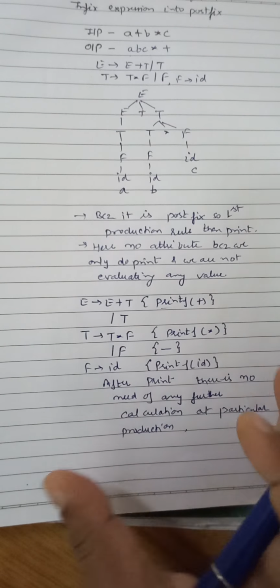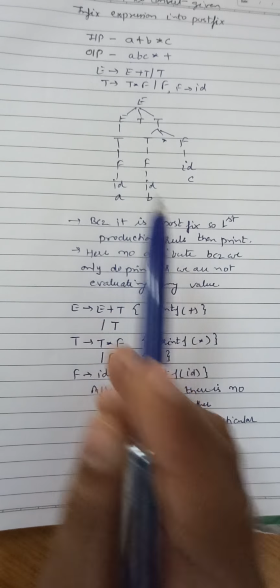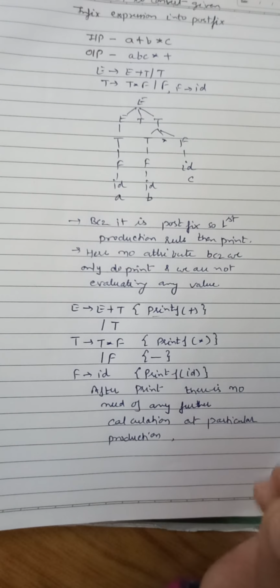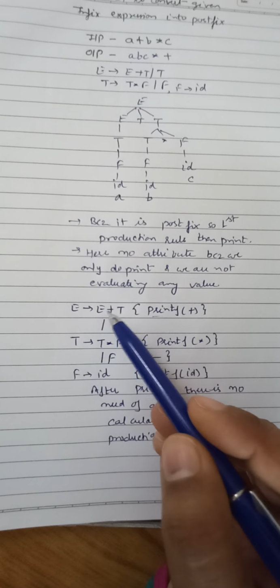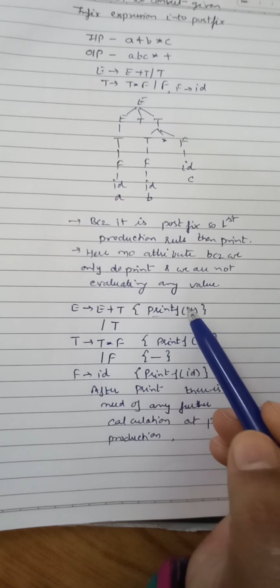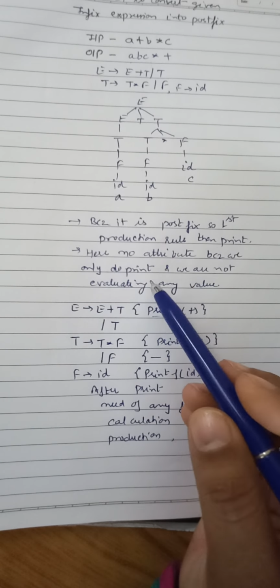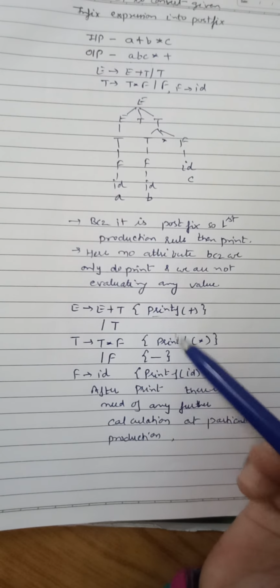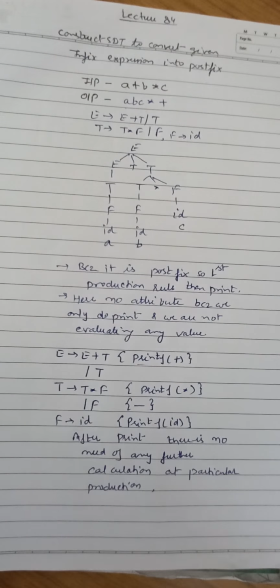So in that way we can see we are converting infix to postfix. Because this is postfix, first production rule, and then we are printing it. And because we are not doing any evaluation, only printing here, we'll write like this for this grammar. In that way we can convert infix to postfix expression with the help of SDT.